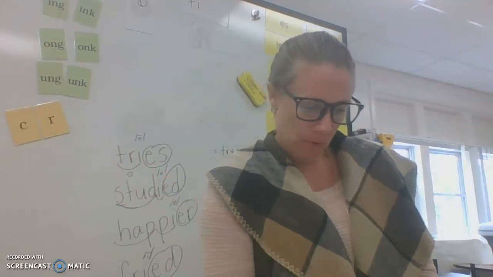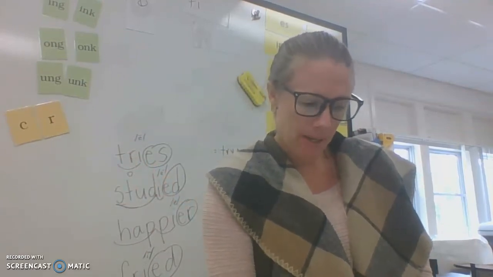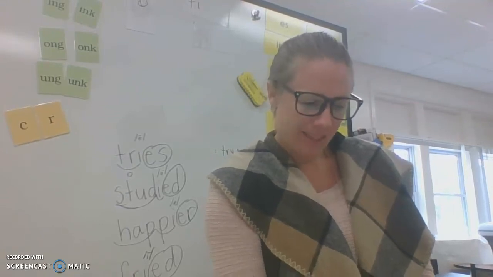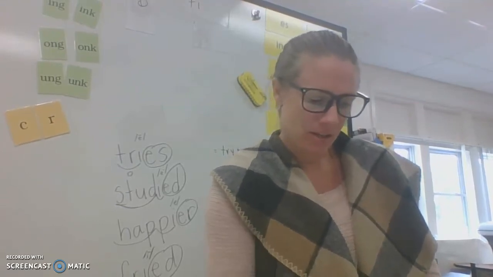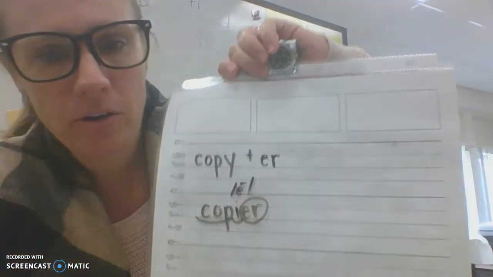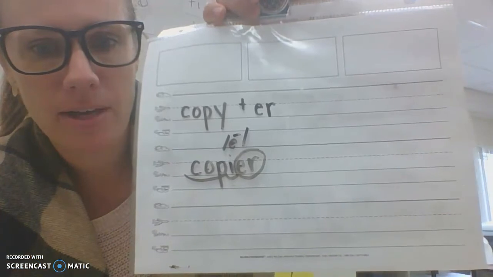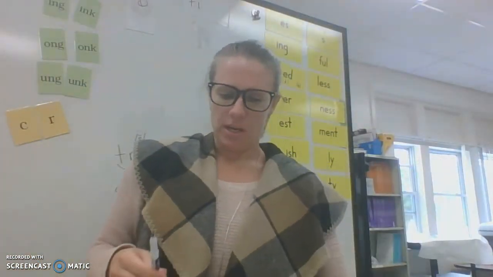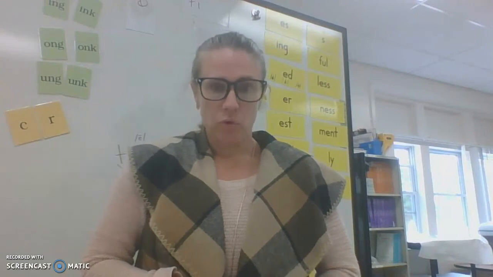C-O-P-I-E-R. And I'm going to scoop the syllables. Cop-e-er. I'll circle the suffix. Cop-e, it sounds like a long E. So I put my E with my marker on, my long E sound above it. Copier. Okay, now that you saw how to do it, I am going to give you a few more words.